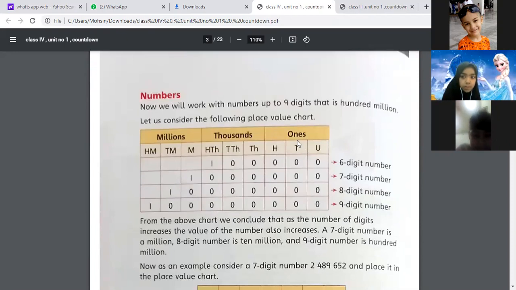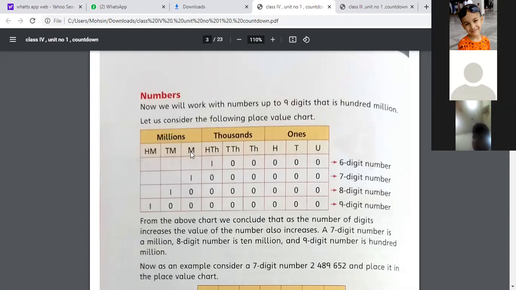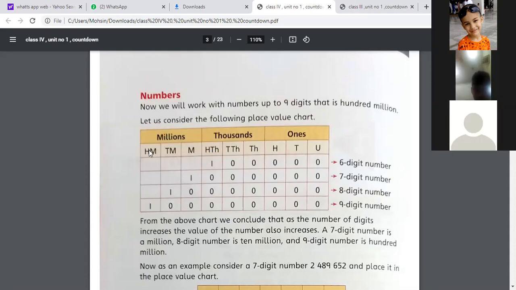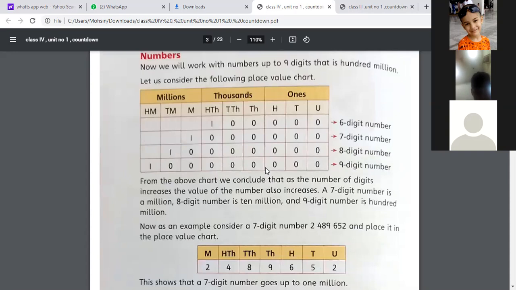In the last lesson, we learned about the digits in our ones. We have 3 digits: unit, 10, and 100. Now the next are 1,000, 10,000, and 100,000. The first one is 1,000, the second one is 10,000, and the third one is 100,000. And the last one we have here is millions. In millions, the first one is 1 million, the second is 10 million, and the third one is 100 million.